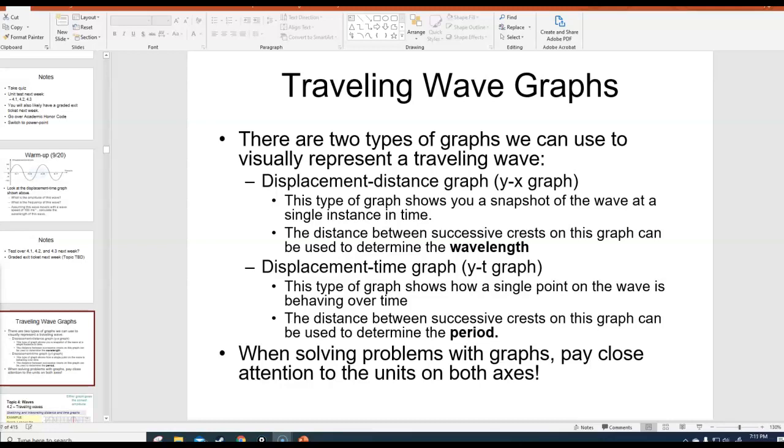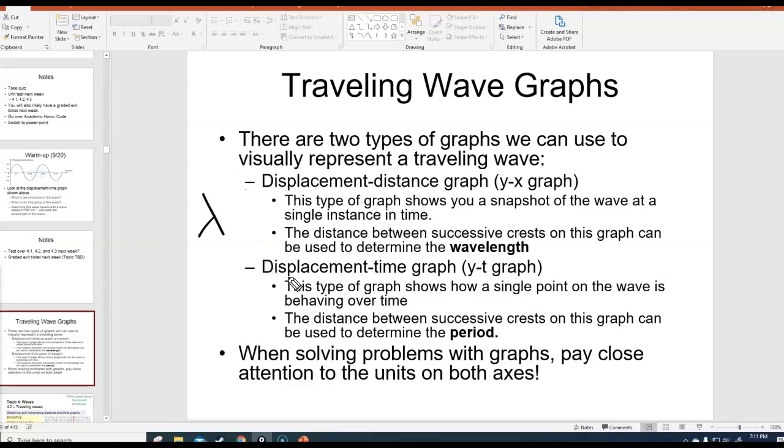The difference is that a displacement distance graph shows you one instant in time, but it shows you the entire waveform. From this type of graph you can measure the distance from one point on the graph to the next successive point to determine the wavelength, which we talked about in the last video. Remember, the symbol for wavelength is lambda, that upside down looking y thing. The SI unit for wavelength is the meter.